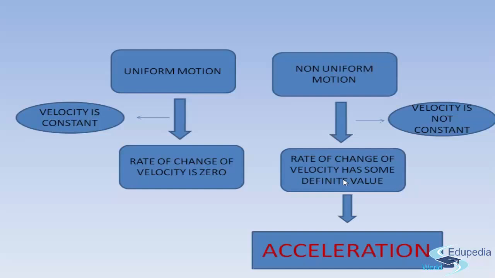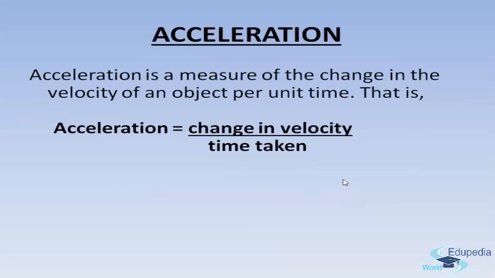So acceleration is related to the rate of change of velocity. Let's first define acceleration. Acceleration is a measure of change in velocity of an object per unit time. So the formula for acceleration is the change in velocity divided by the amount of time taken. That will give us the acceleration.